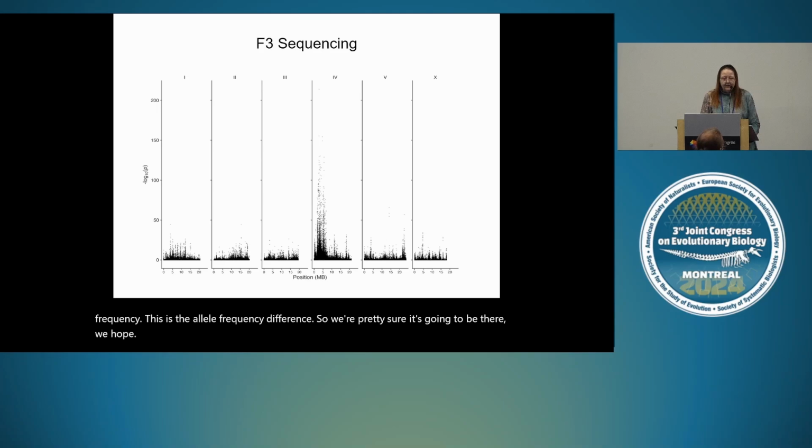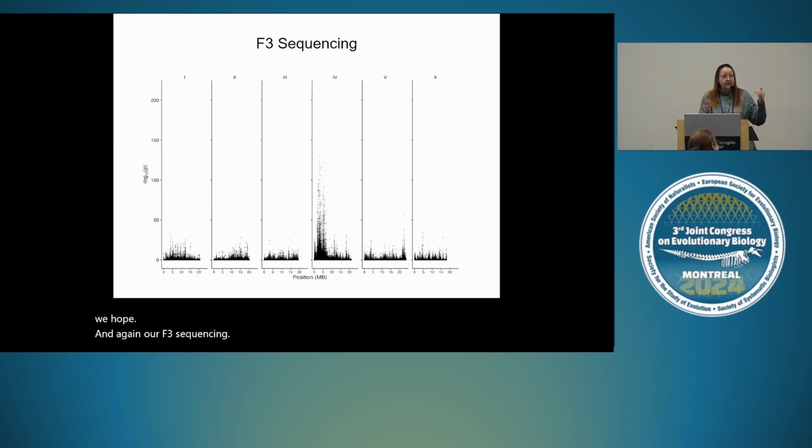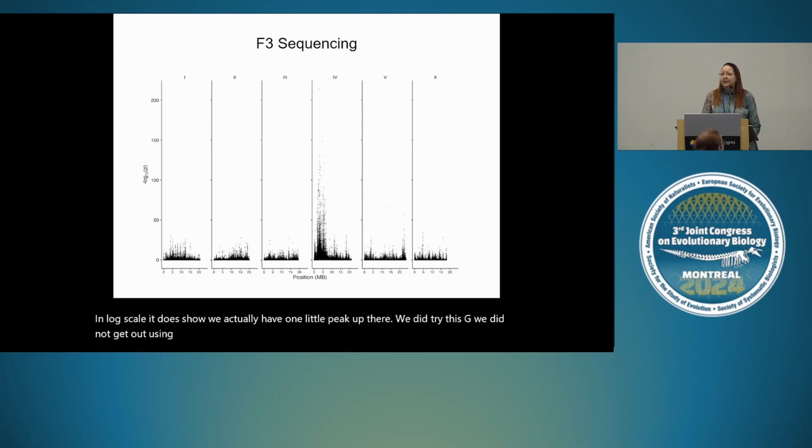And again, our F3 sequencing in log scale does show we actually have one little peak up there. We did try this gene. We did knock it out using CRISPR. Unfortunately, we did not get the phenotype. So it is not the gene. Darn it.